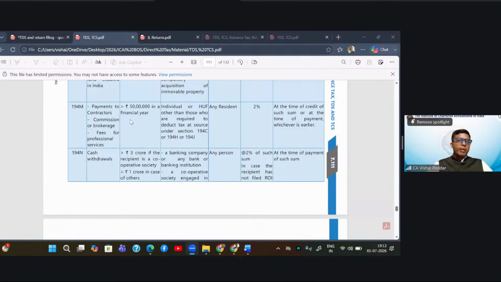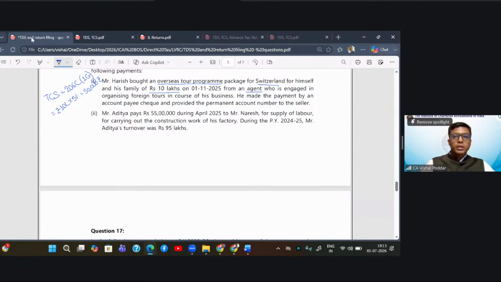Now, 194M applicability will test who is the payer: individual HUF other than the one who is covered in 194C, H, J. We are not covered there. Why? Because our business turnover is below 1 crore. So we are not falling there. So automatically we fall here, in 194M. And what are the payments covered? Contractor, commission, professional fees. We are definitely in the first one itself. Now we have to check the applicability, whether the threshold is crossed. It should be exceeding 50 lakhs in a year. And if that is crossed, then 2%. Yes, very well, we cross that in this question. So TDS is applicable under section 194M. Again, it is on the total amount. 50 lakhs will not be deducted. Correct? And the rate is 2%. Students, I hope you have understood.